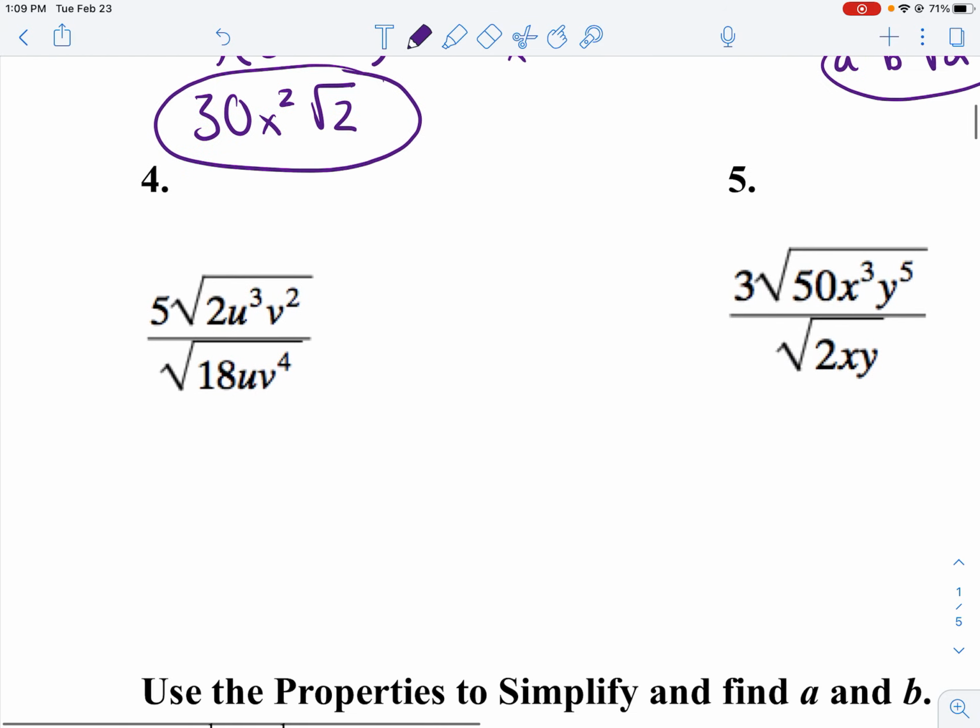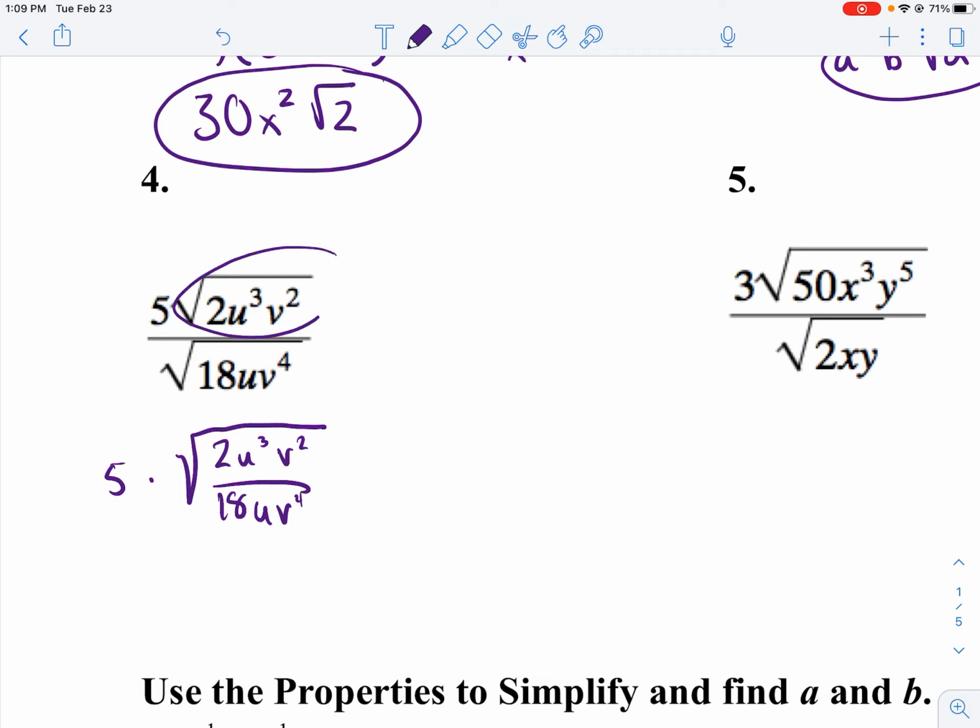Let's take a look at number 4. We're going to use the quotient property, so we're just going to group these guys underneath the radical: 2u v squared over 18u v to the 4th. This is what it means to multiply or divide first and then simplify, because we could simplify a little bit first, but then we'd have to simplify again anyway once we did the division.